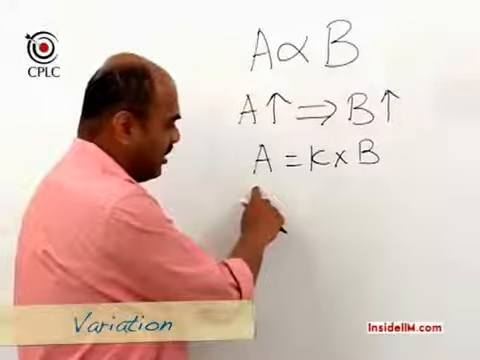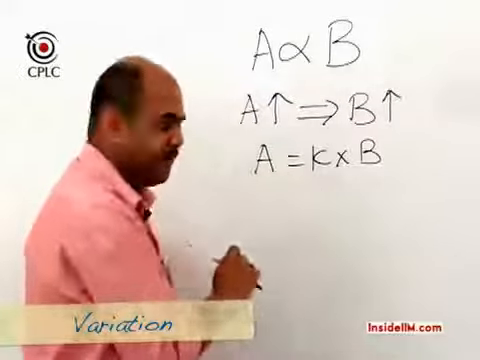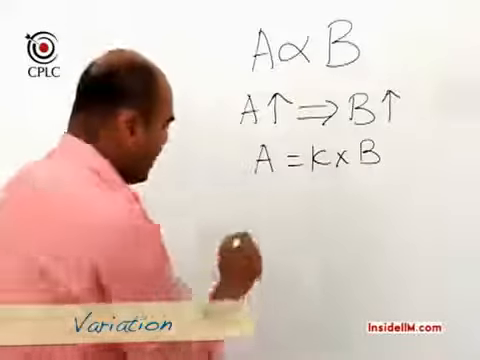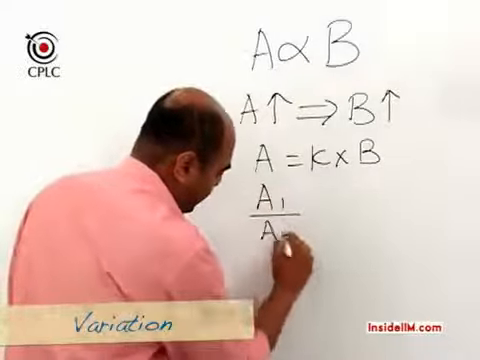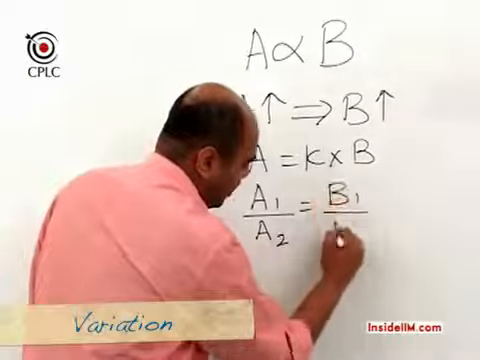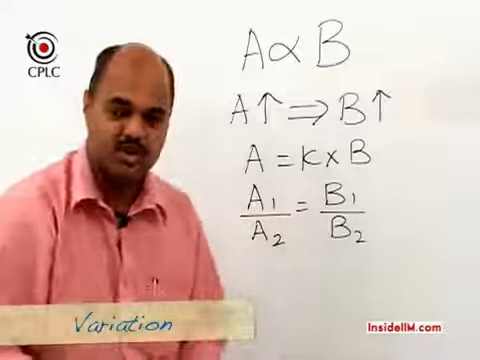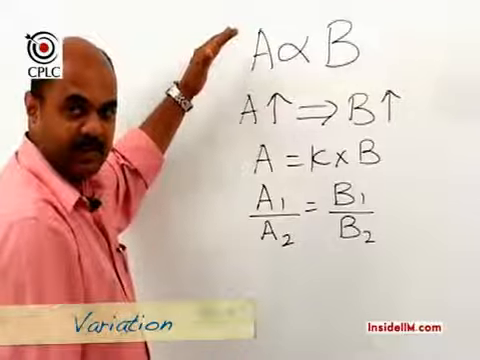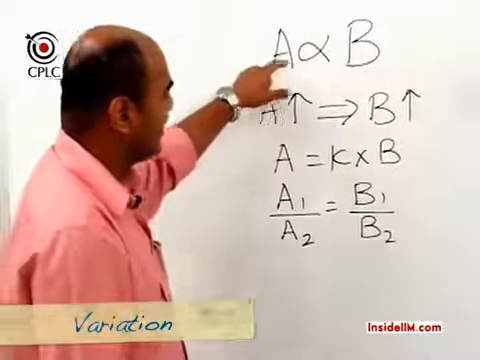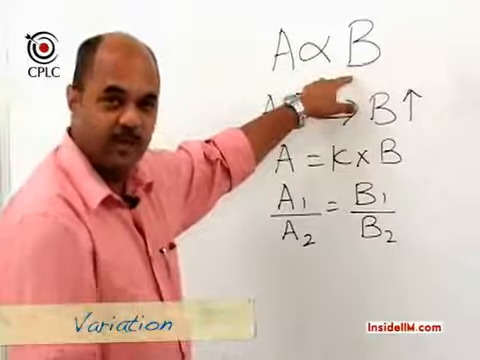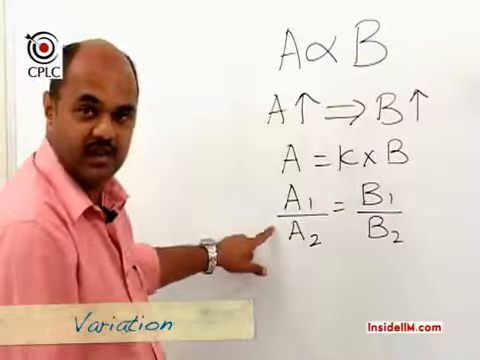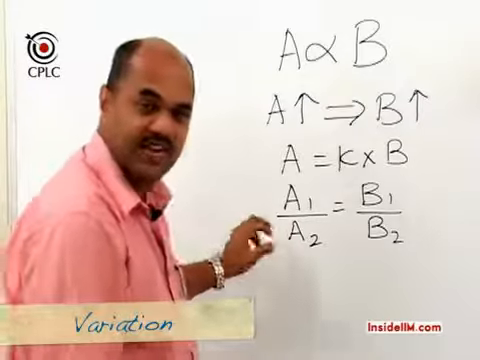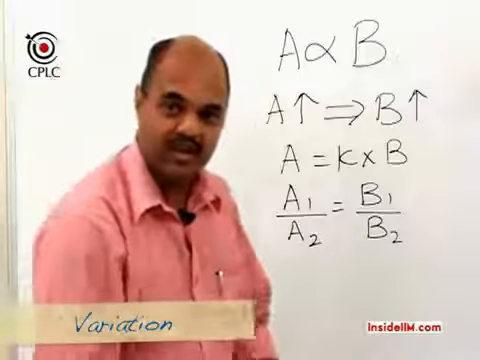So I can say A1 is equal to K into B1, and similarly A2 is equal to K into B2. Now if I divide these two, I would get A1 upon A2 is equal to B1 upon B2, because K being constant would get cancelled out. So in any problem of variation, for example in direct variation, if we say A varies directly as B, then in a problem you can directly move on to this step, avoiding the constant completely, and hence out of these four terms, if any three are given, the fourth can be calculated.